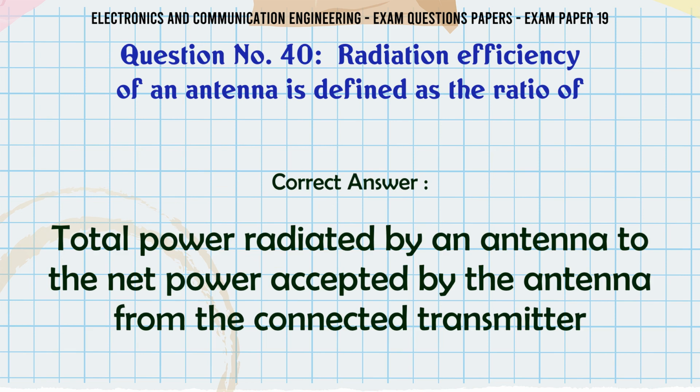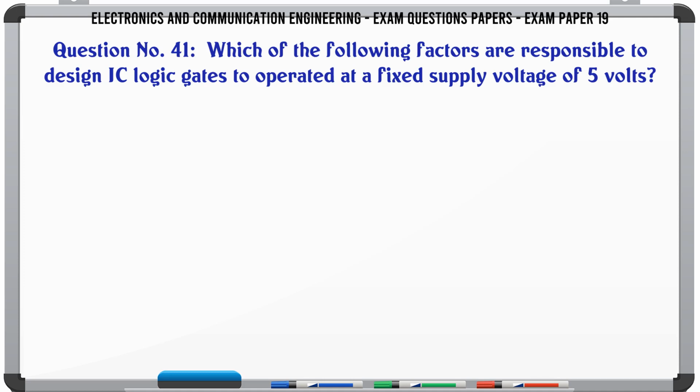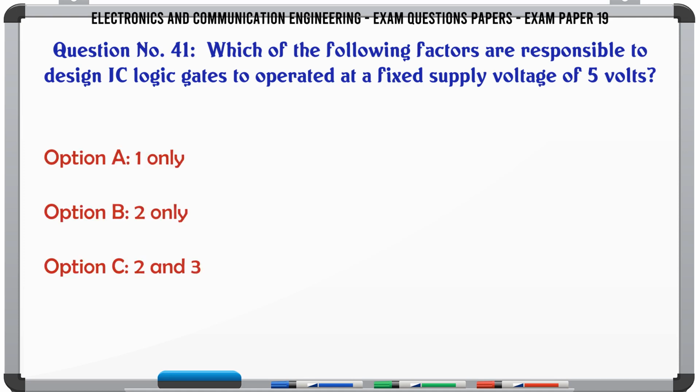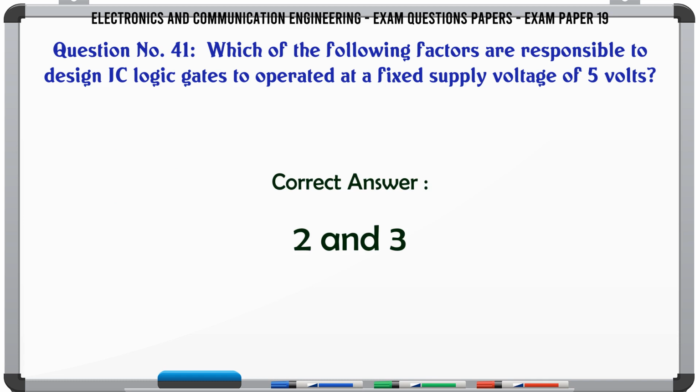Which of the following factors are responsible to design IC logic gates to operate at a fixed supply voltage of 5 volts? A. 1 only, B. 2 only, C. 2 and 3, D. 3 and 4. The correct answer is 2 and 3.